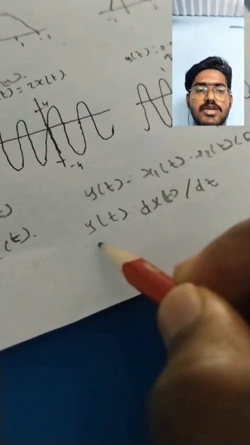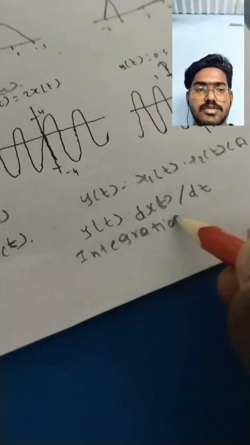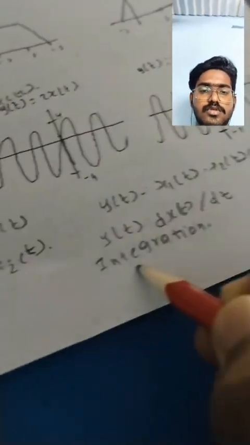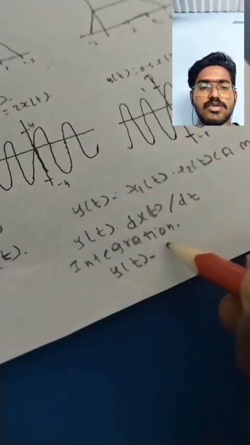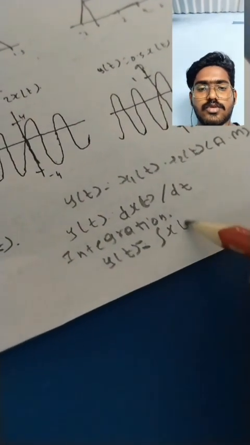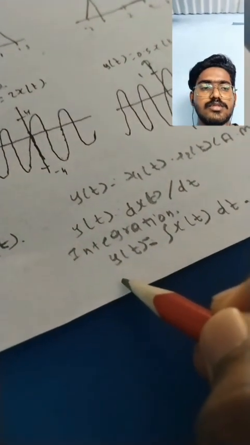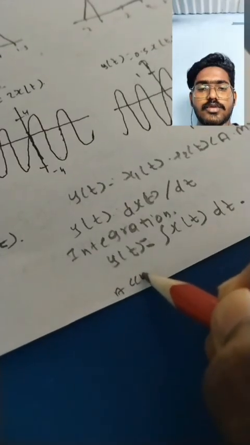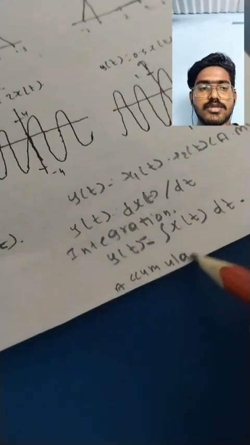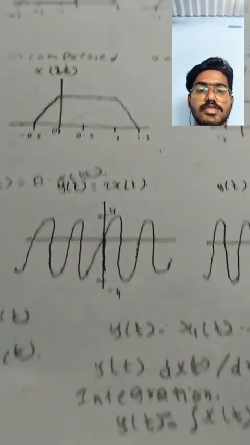And for integration, y of t is equal to integral of x of t dt. This accumulates the signal. Example, energy calculation, and vice versa.